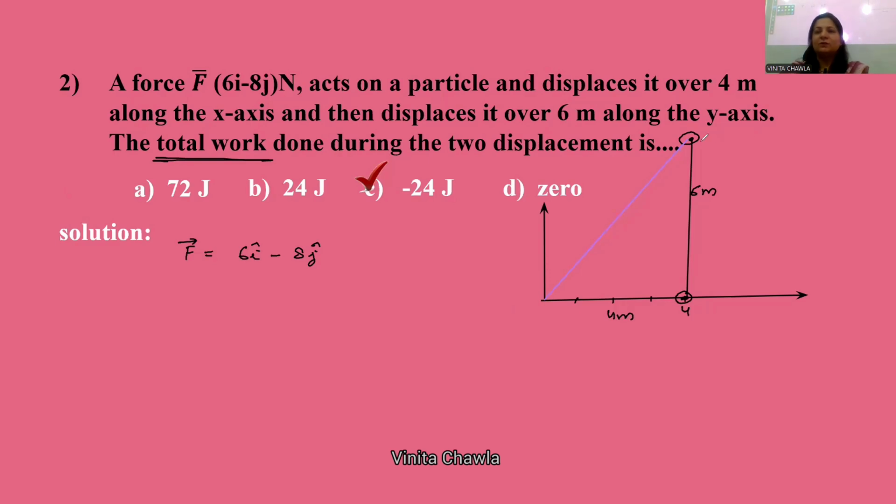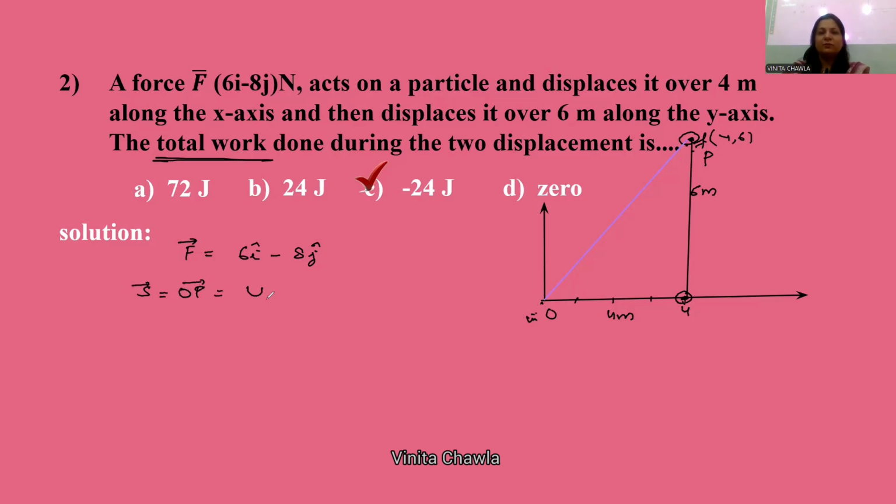Write the coordinates of this point because this is the final position. This is the initial position and this is the final position. First, the particle goes 4 meter towards x-axis, then it goes 6 meter towards y-axis. We can write the coordinates of this point as 4, 6, and this point is P, and displacement कितना आएगा इसका? Initial position is this, final position is this, so we'll write displacement as OP vector.